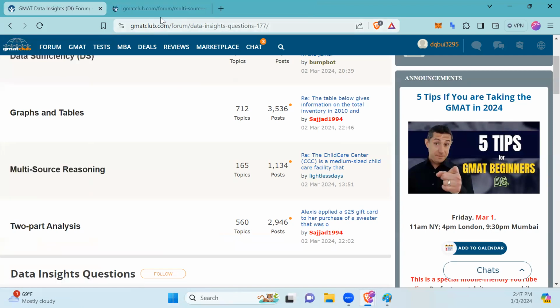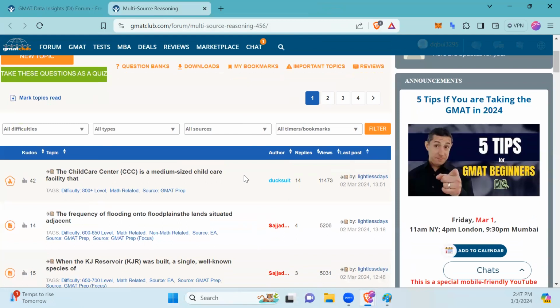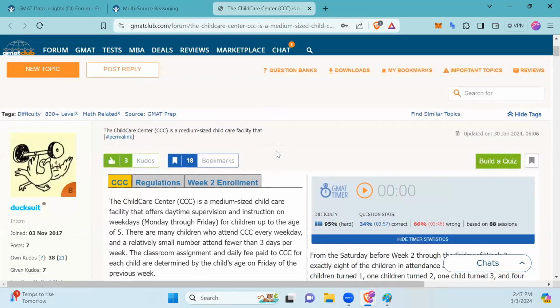Okay, so we're going to practice a different type of question, which is multi-source reasoning. We're going to go through some rules of thumb, some tips and tricks, some keynotes.